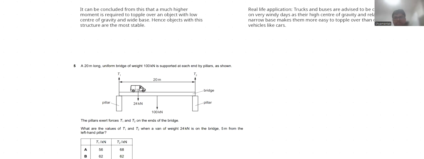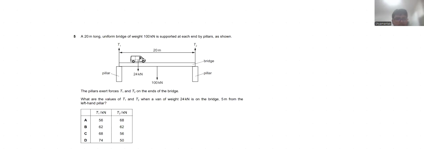The first of which is this. A 20-meter long uniform bridge of weight 100 kilonewtons is supported at each end by pillars as shown. This is basically the diagram. The pillar exerts forces T1 and T2 on the ends of the bridge. What are the values of T1 and T2 when a van of weight 24 kilonewtons is on the bridge 5 meters from the left-hand pillar?